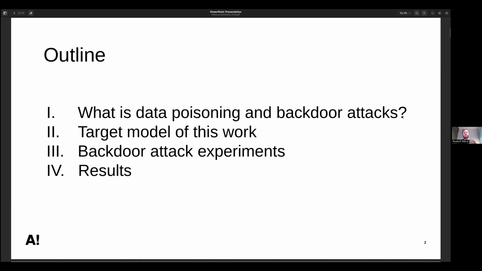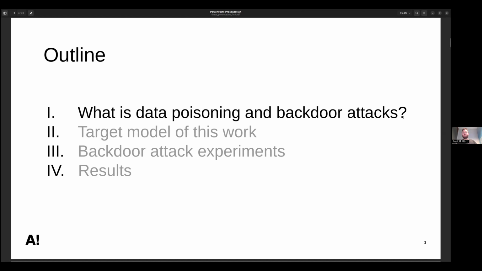We'll start with the outline. The presentation is divided into 4 sections. The first, I will present what data poisoning and backdoor attacks are. In the second section, I will talk about the target model that I will attack with the backdoor attacks in the experiments of this thesis. In the third section, I will describe what kind of backdoor attack experiments I have implemented for this thesis. And lastly, I will present the results.